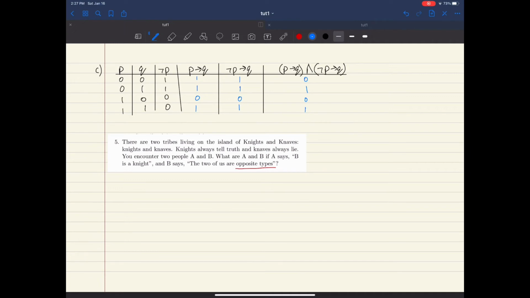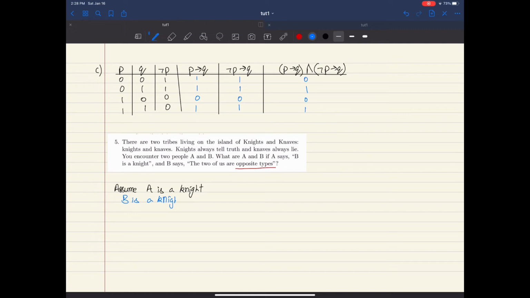Let's move on to question 5. It says there are two tribes living on the island of knights and knaves. Knights always tell the truth, and knaves always lie. You encounter two people, A and B. What are A and B if A says B is a knight and B says the two of us are opposite types? So let's start by assuming A is a knight, and since his statement is true, that means B is a knight.